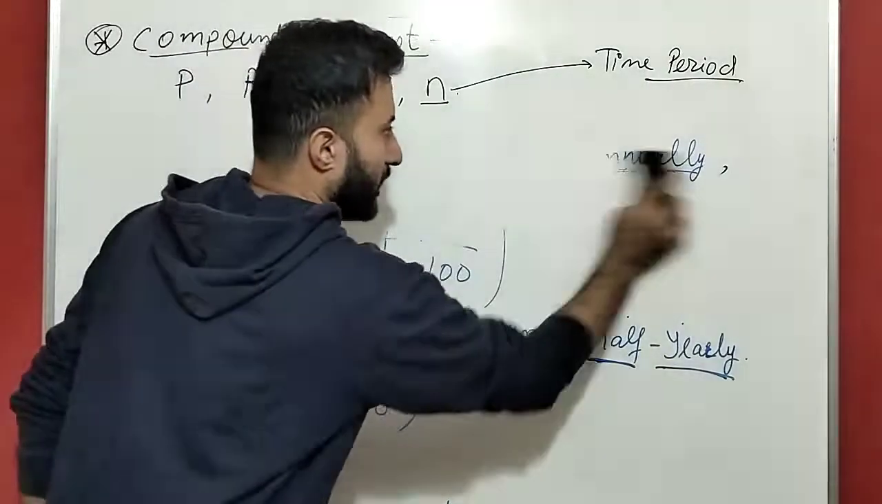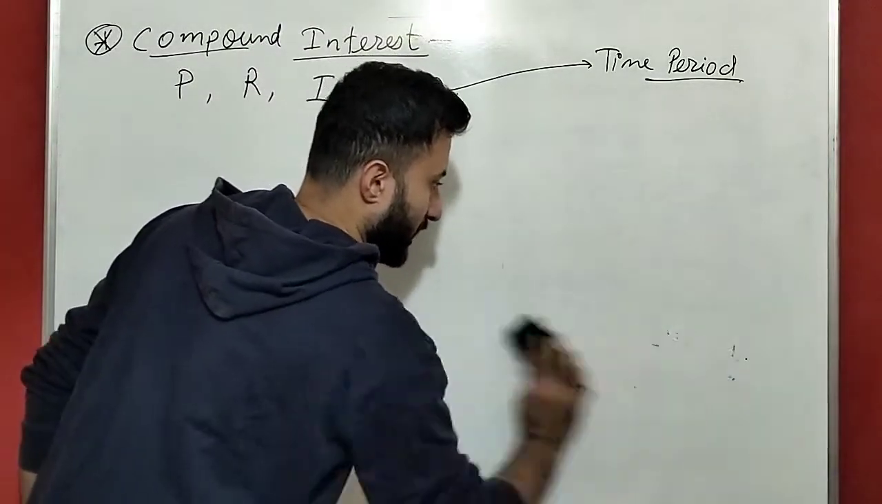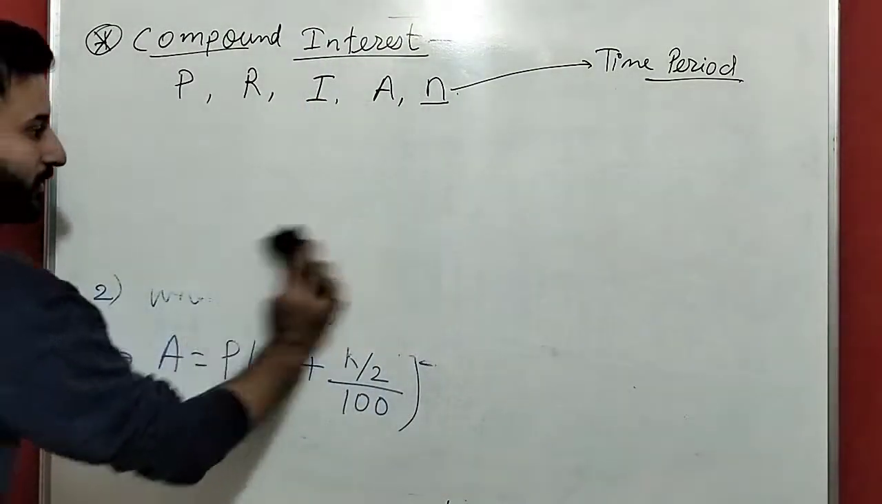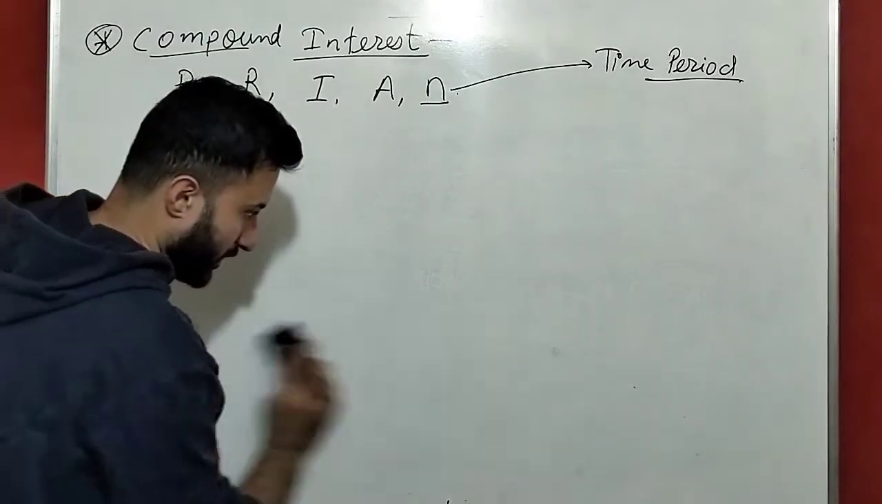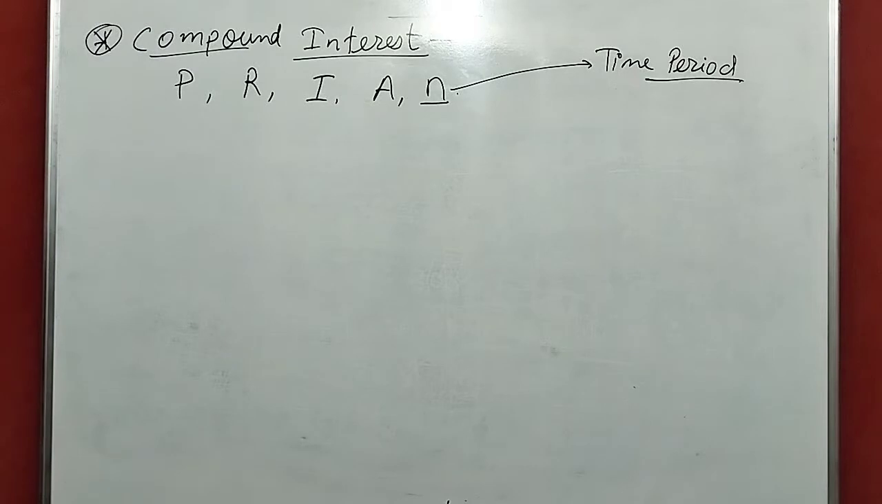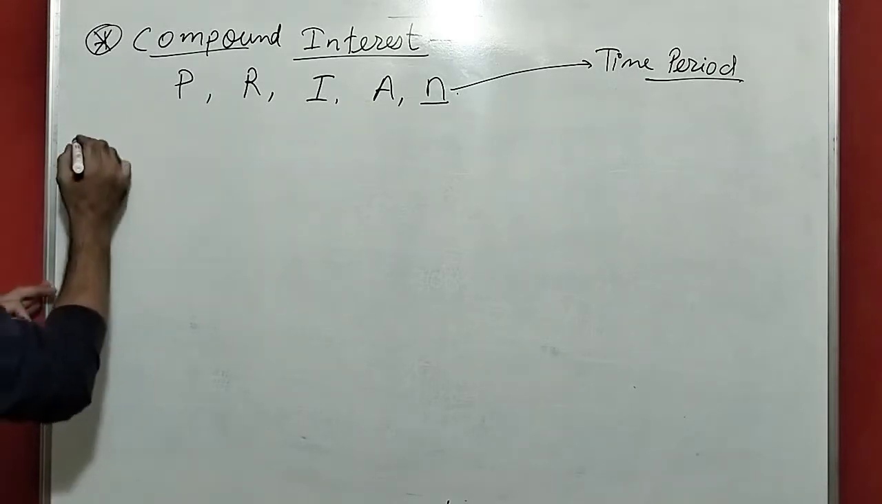So remember this, guys: compounded annually, compounded half yearly. You have to write this, everyone, the first formula and the second formula. Now we'll move on to the third one.